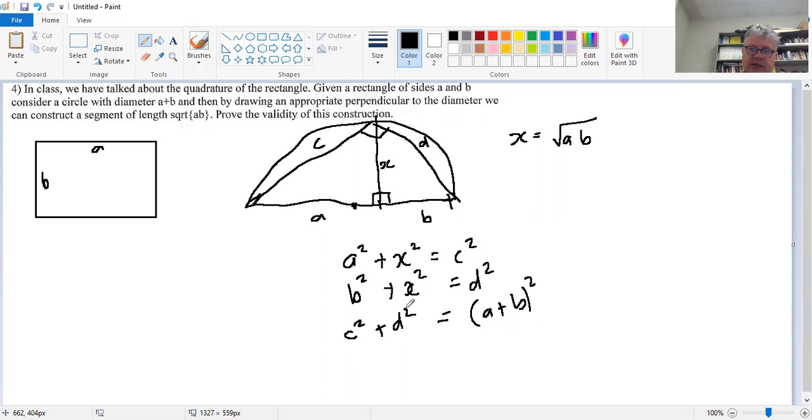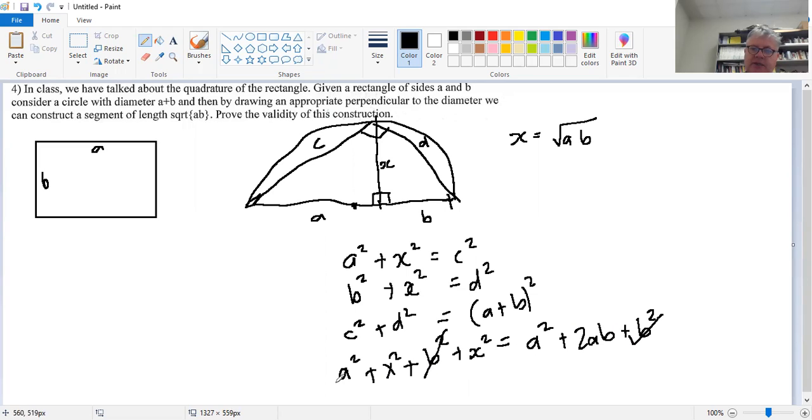Okay, and so then we can just replace C squared by A squared plus X squared, and replace D squared by B squared plus X squared, and we multiply out (A plus B) squared, which is A squared plus 2AB plus B squared. You see the B squareds cancel, the A squareds cancel. We've got 2x squared equals 2AB, so we can divide through by 2, so we get x squared equals AB, and so indeed x equals the square root of AB.